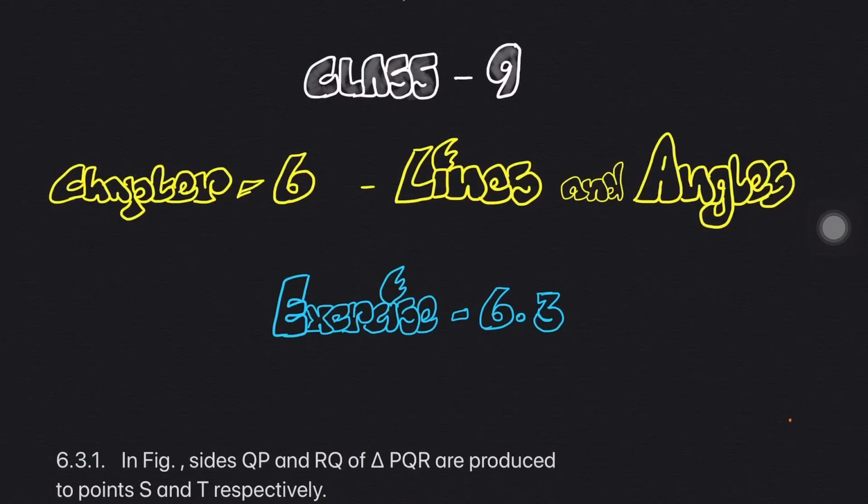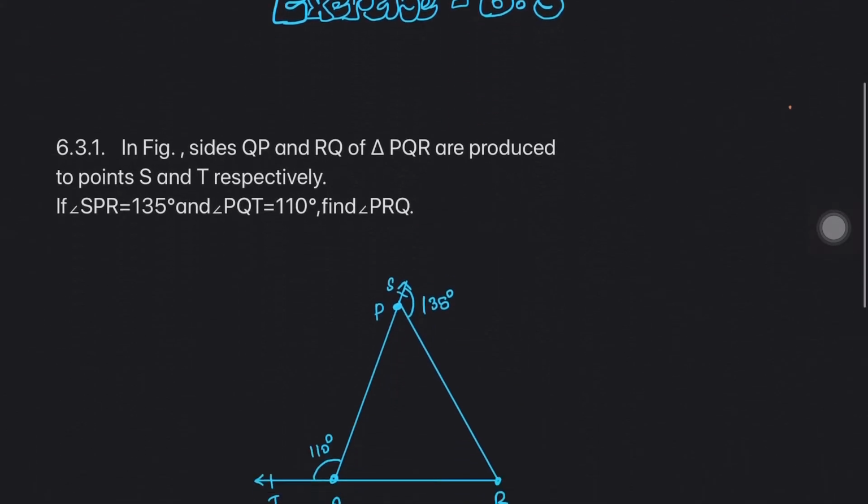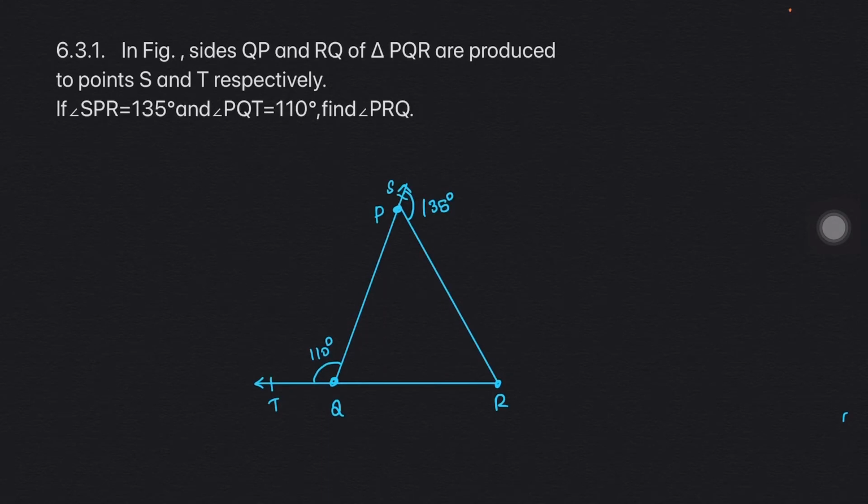Today we are going to discuss Chapter 6 Lines and Angles, Exercise 6.3. First, question number 1. In the figure, sides QP and RQ of triangle PQR are produced to S and T respectively. If angle SPR is equal to 135 degrees and angle PQT is equal to 110 degrees, we need to find angle PRQ. This one we need to find.